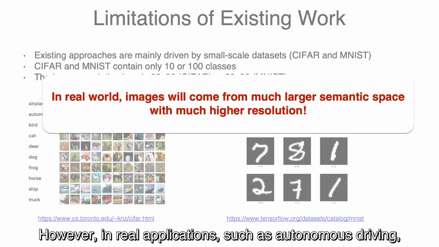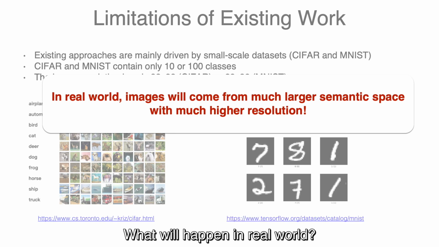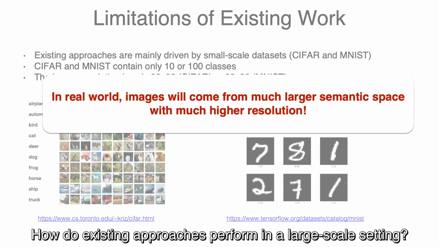However, in real applications such as autonomous driving, systems will perceive images from a much larger semantic space with much higher resolution. What will happen in the real world? How do existing approaches perform in a large-scale setting?